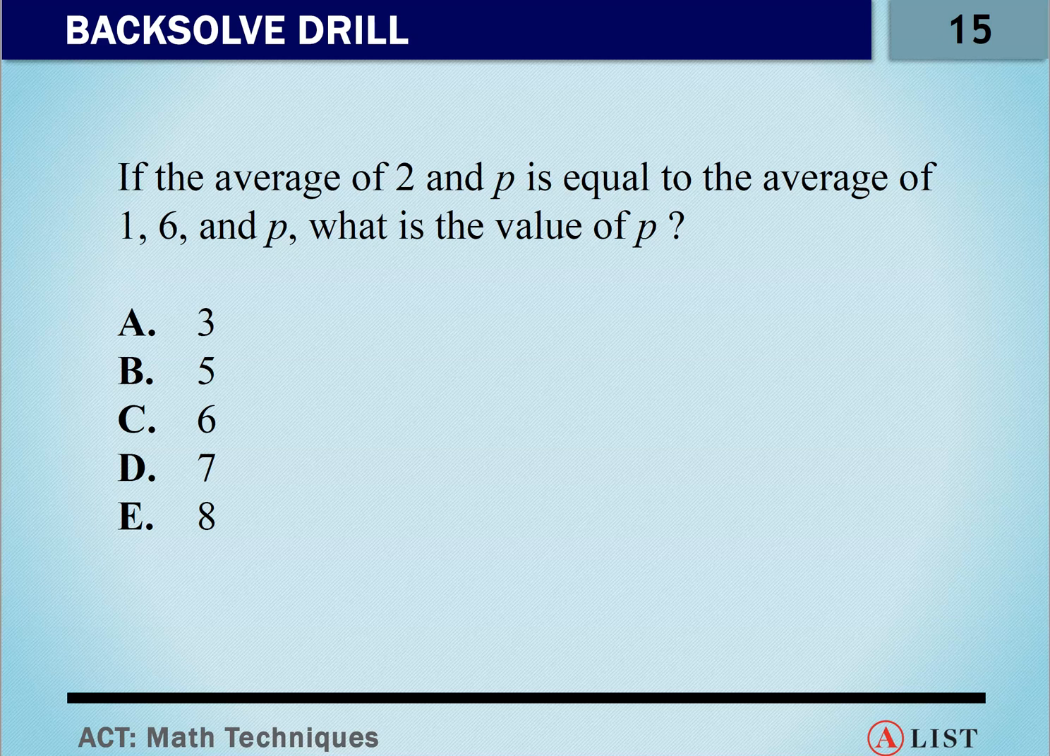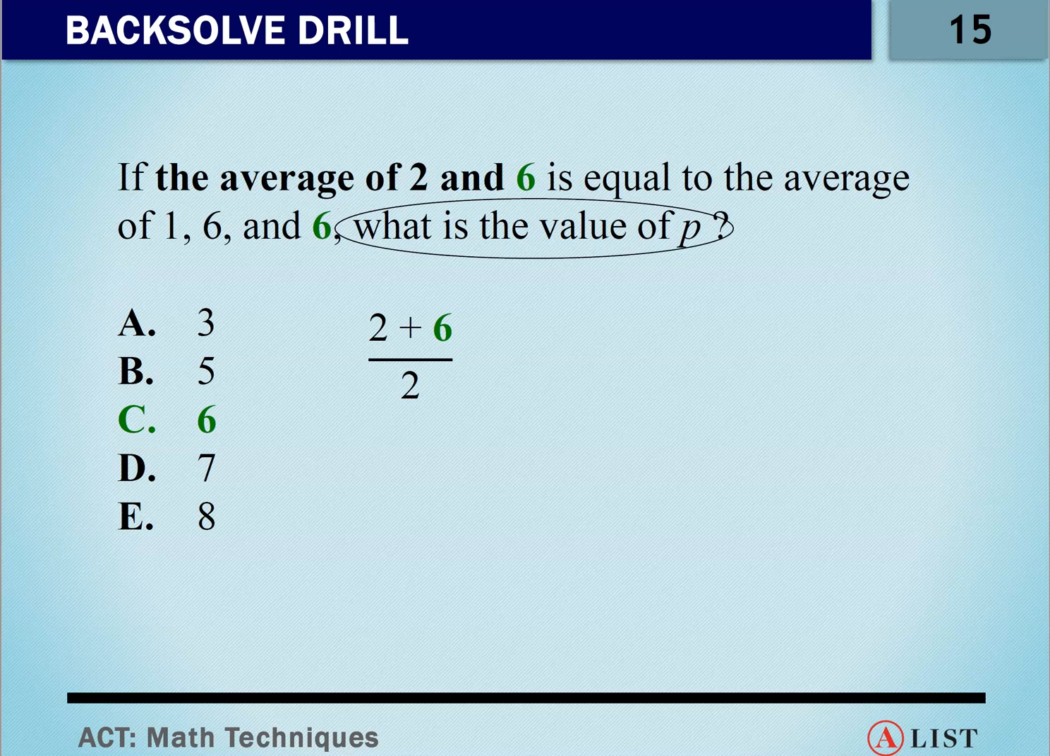If the average of 2 and P is equal to the average of 1, 6, and P, what is the value of P? So again, instead of making up a number for P, you're going to snag that C value, the 6, and put it into the problem. So remember, when you're finding the average of something, you add those things together and divide by how many you have.